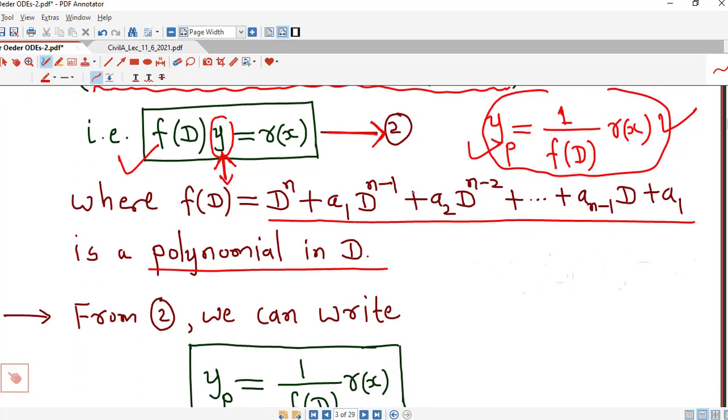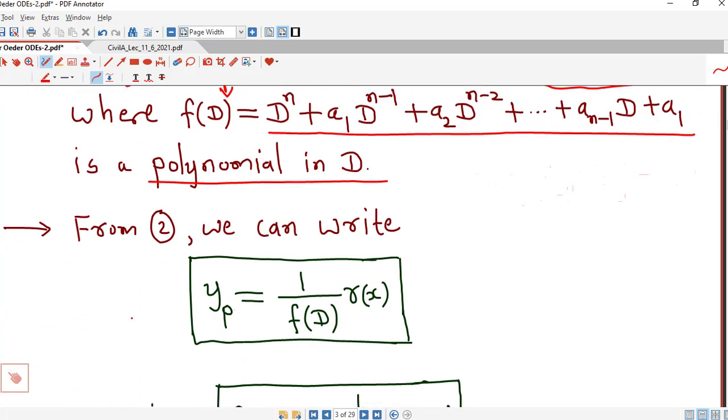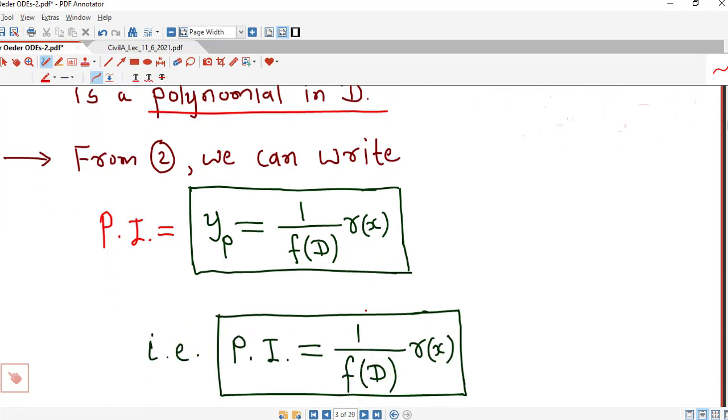So from equation number 2 we can write that particular integral is y suffix p equal to 1 over f of D R(x). So this is the formula for particular integral. Now depending upon the nature of this right hand side function R(x) and this operator, we will see how to find out particular integral. Now these shortcut methods are applicable for particular right hand sides only.